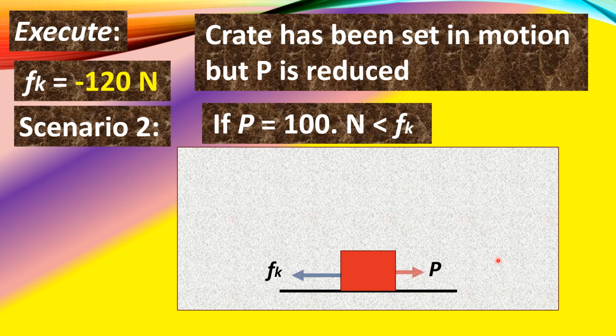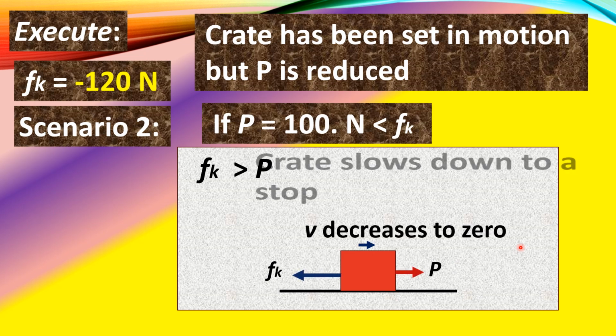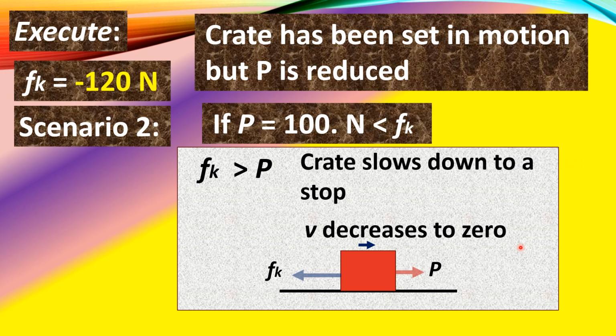So while the crate continues to move to the right, it is now slowing down. Slowing down also means that the crate will start to decelerate, negative acceleration, that is, until it comes to a stop. That is scenario number 2.